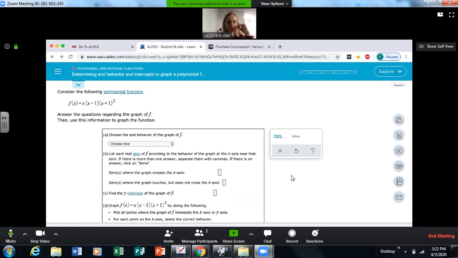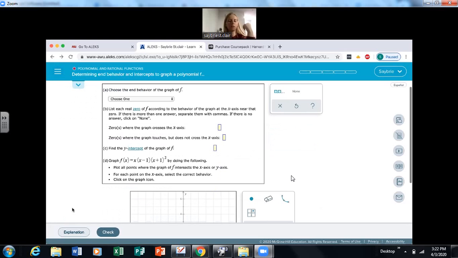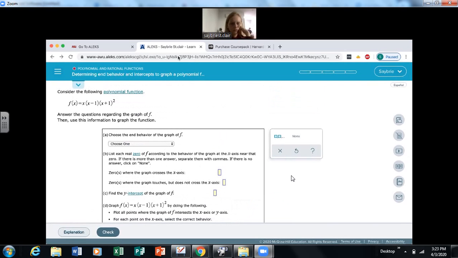Sure, so this says, choose the end behavior, list the real zeros, find the Y-intercept, graph it. That shouldn't be too bad. Alright, let's check that explanation for sure. Yes, please. Yeah, we need to learn.